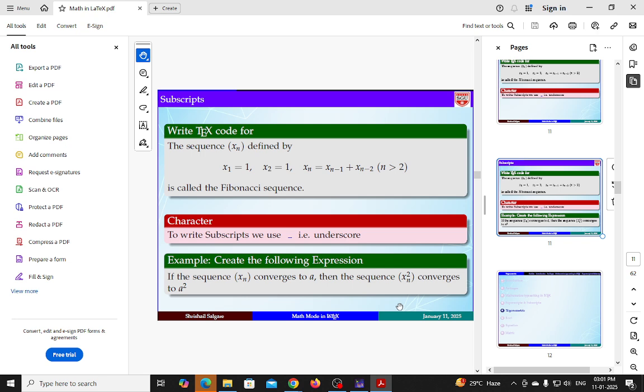The third one, it is visible now. Suppose you have to write code for generating the statement: if the sequence xn converges to a, then the sequence xn square, where we are having the power as well as the base, converges to a square. Just 1 or 2 minutes I will give, just try for this.